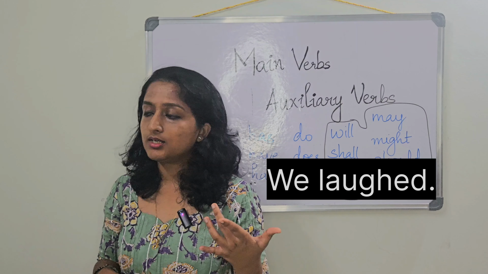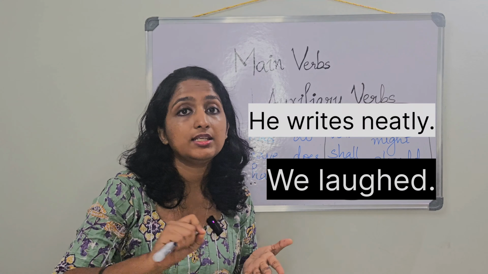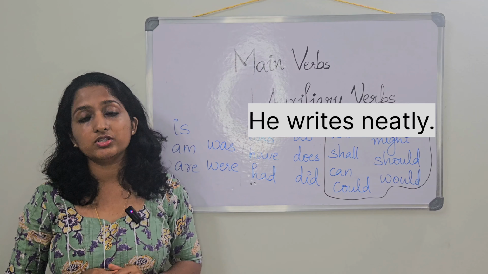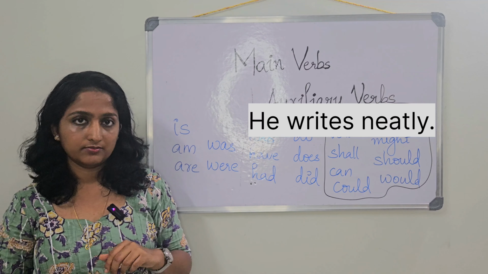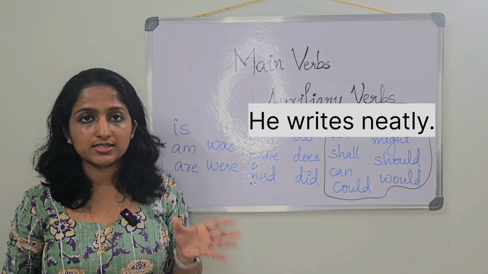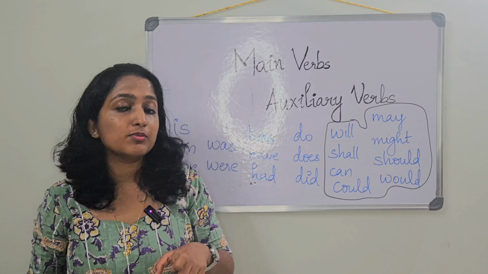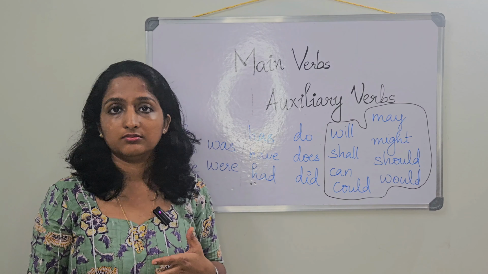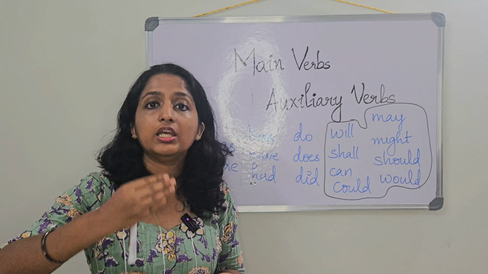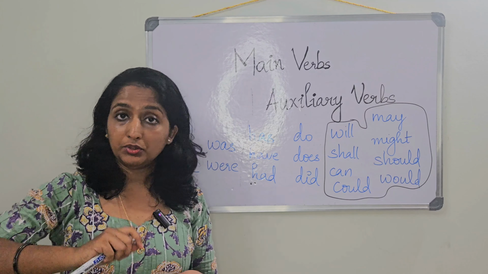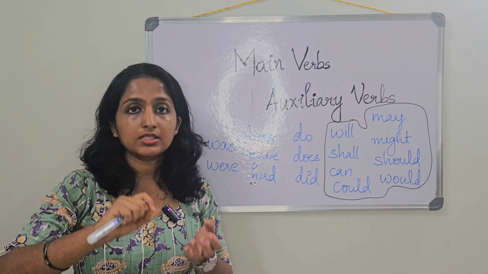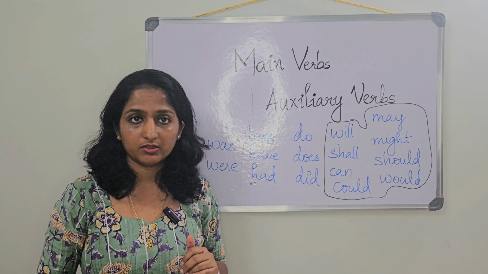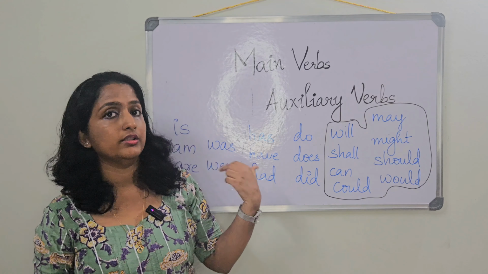And next sentence, he writes neatly. Is there an auxiliary verb in that sentence? No. But it's meaningful. He is the subject. And what is he doing? He is writing, or he writes. So write is a main verb and the sentence is perfect. We are not using an auxiliary verb. Understood? So don't think the other way around.